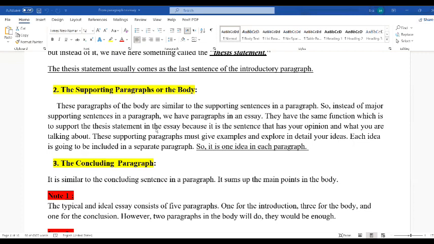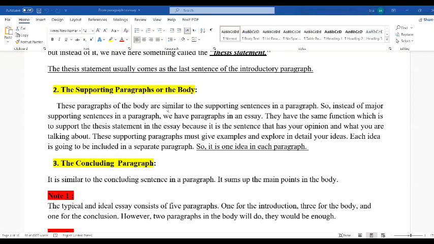Okay, so suppose that we have 2 paragraphs in the body, and we have, for example, 1 paragraph as an introductory paragraph. So up till now, we have 3 paragraphs: 1 as introductory, 2 as body paragraphs. And then 1 as conclusion. So we have at least 4 paragraphs in the essay. Okay.